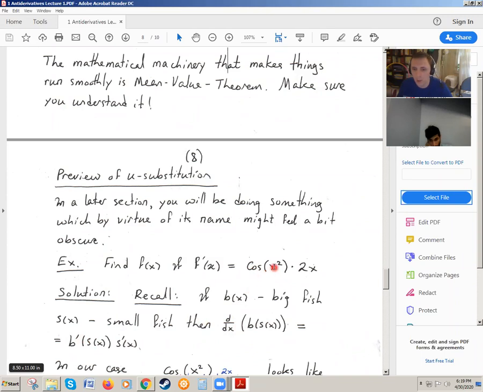In other words, when you do reverse chain rule, you can ignore for a moment the inner function, because here its derivative is the inner function's derivative. You just have to find or guess the antiderivative of the outermost function, right?